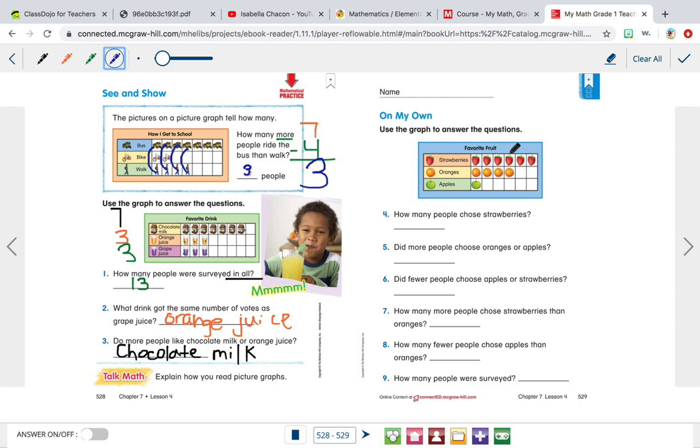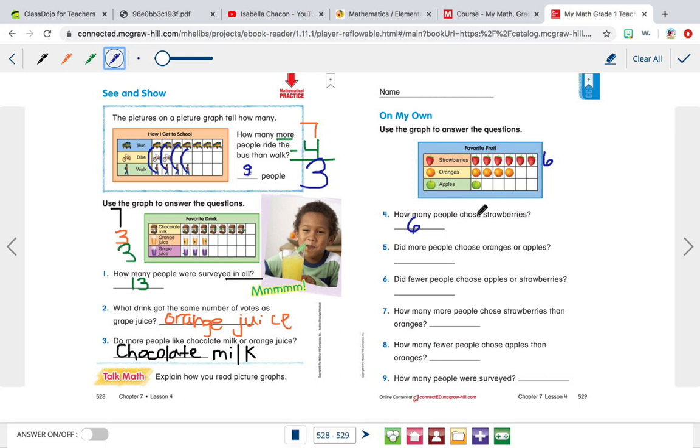Each strawberry counts as one person who voted. So let's see. 1, 2, 3, 4, 5, 6. So there are 6 strawberries. That means 6 people voted on the strawberries being their favorite fruit.